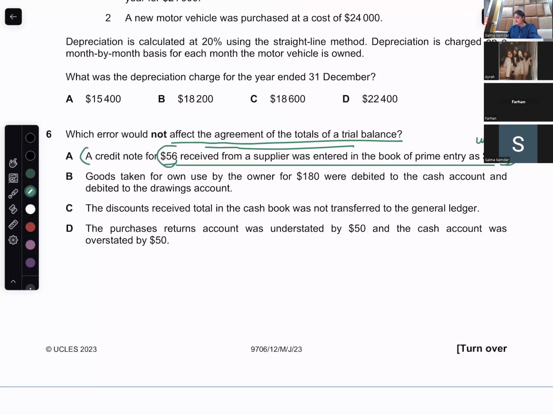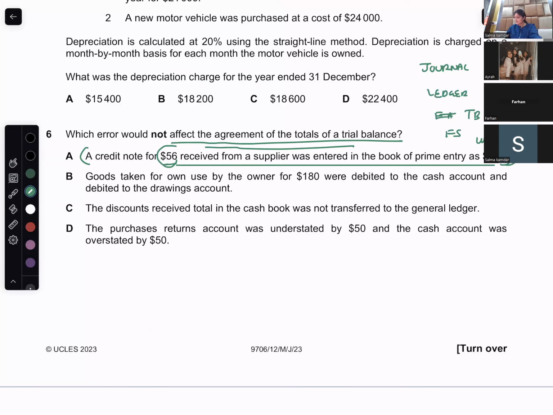You've received a credit note from your supplier. It was entered in the books of prime entry. Books of prime entry is your journal. From the journal it goes to the ledger, and from the ledger you make your financial accounting. From the ledger, you make your trial balance, and then you make your financial statements.